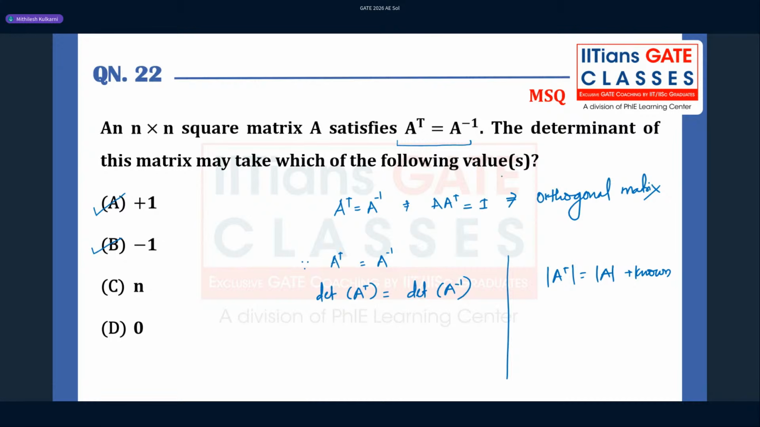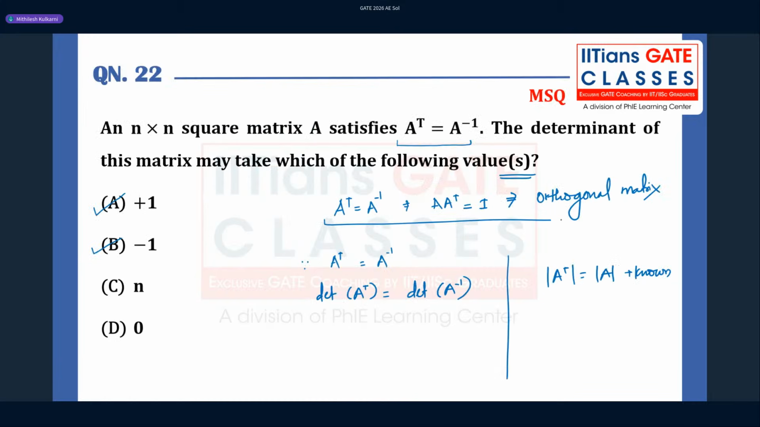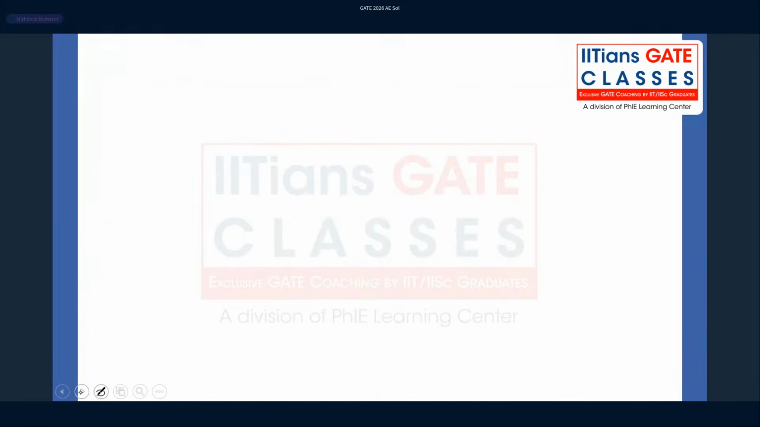Here they also mentioned in the question, this is a multiple option type question, or multiple solution question. So they have mentioned values, and this should highlight to you that there could be multiple options. Option A and B is correct for this question. If you are able to understand that this is an orthogonal matrix, the problem is very, very easy to solve. So this was the first question from linear algebra.